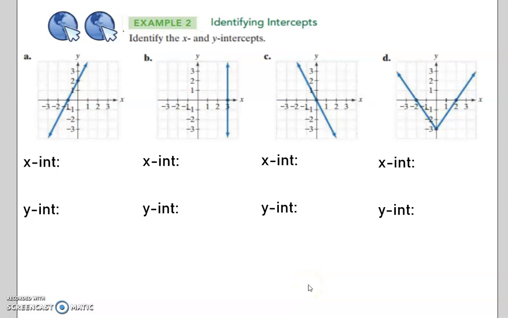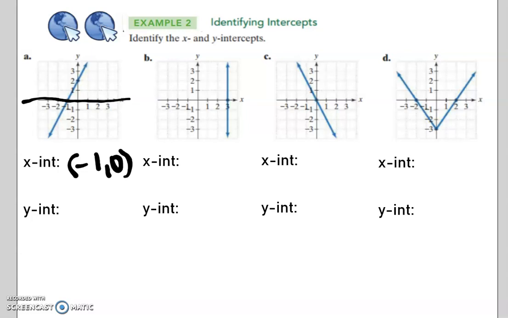So this first one, A, identify the x-intercept. I go for it. I look at my graph. Here's my x-axis. Where does that graph cross my x-axis? Right there at -1. So my x-intercept is (-1, 0). Okay, I don't go up and down. That's why my y value is 0.